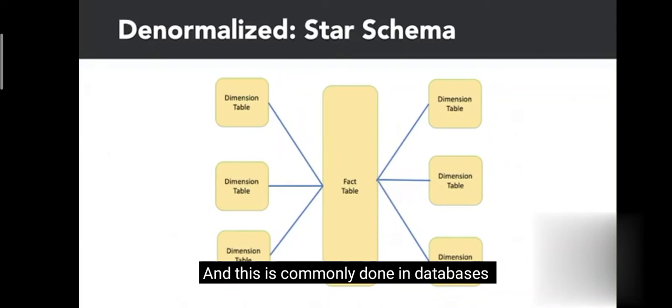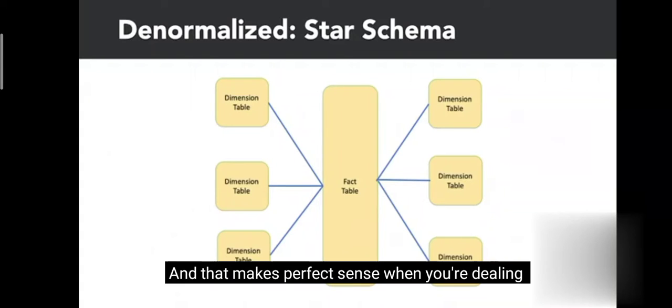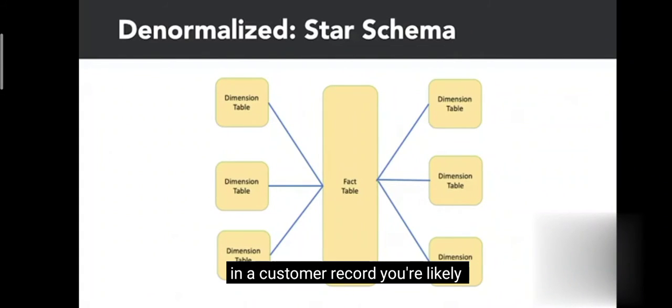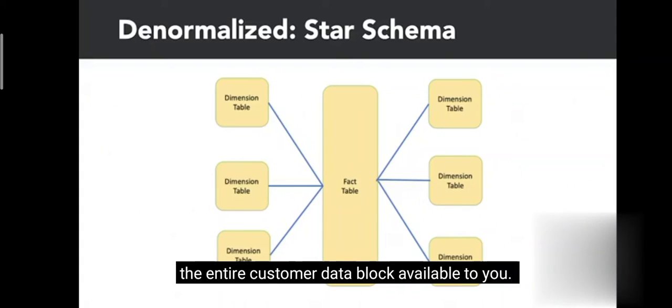And this is commonly done in databases where you have a row level orientation. Row level orientation means when you go to read a data block, you read an entire row at a time. And that makes perfect sense when you're dealing with OLTP systems, because if you're going to update something in a customer record, you're likely to want to update multiple things. So it's helpful to have the entire customer data block available to you.